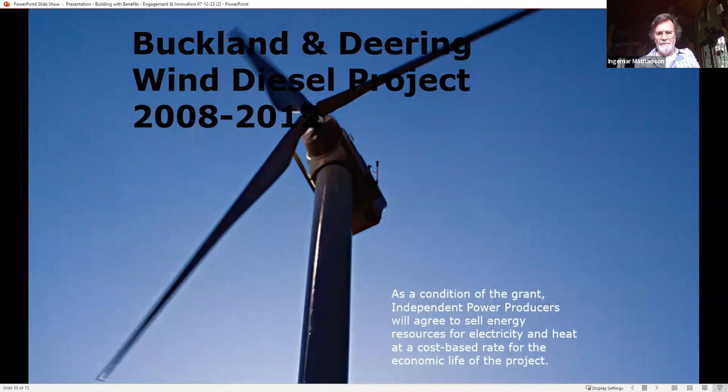In 2008 to 2012, we were building wind projects primarily to offset the diesel fuel. In the fine print in 2008, it says as a condition of the grant, independent power producers will agree to sell energy resources for electricity and heat at a cost-based rate for the economic life of the project. If we had seen that in 2008, we probably would have already turned these into community projects. As it is, it's 2023, and we are just now going to turn these turbines over to the tribe and to the households so they can receive the direct benefits from them and not lose their PCEs, which has basically not been recovered through all these years.